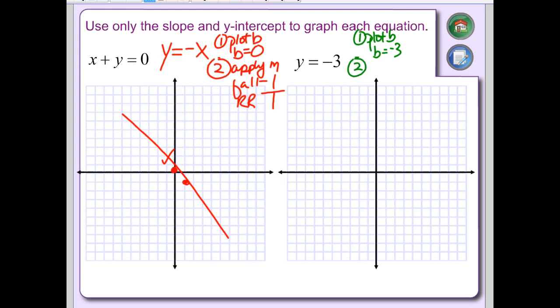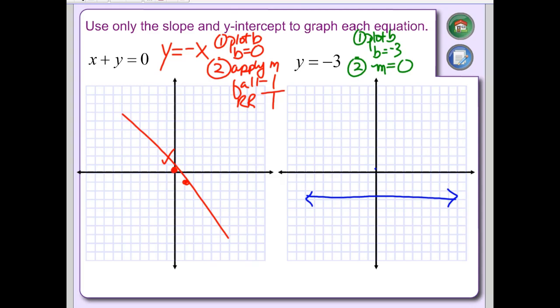Okay, what's my slope? Oh, did you notice there's no x? So therefore, m has to equal 0. What kind of line is it if we don't have a slope, if m equals 0? That's right, it's a horizontal line. So we're going to go down on the y-axis where it equals -3. So we go below the origin, 1, 2, 3. And then we just put a horizontal line, y equals -3.